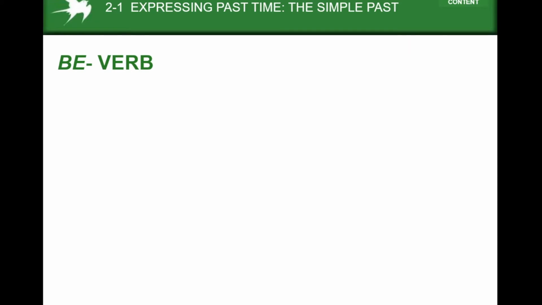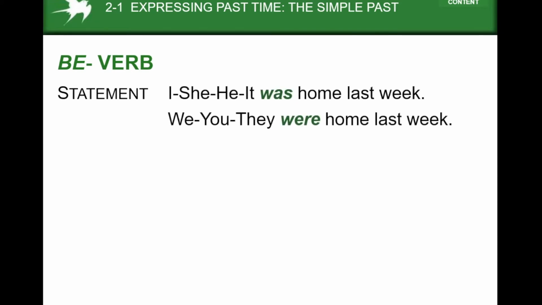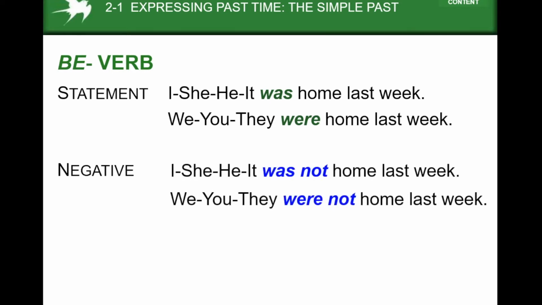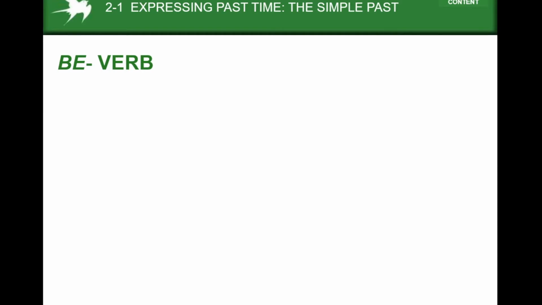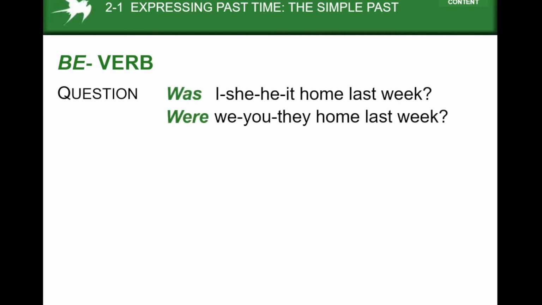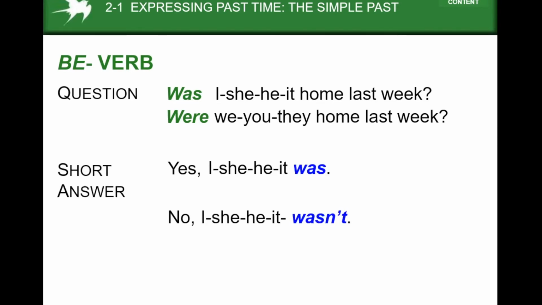Another example is I was home last week. The subject is I, and we have the be verb in the form of was. Be verbs are very special because they can act as the main verb. So to make a question, you move it to the front of our sentence, and it becomes, was I home last week? So we say, yes, I was. No, I wasn't.